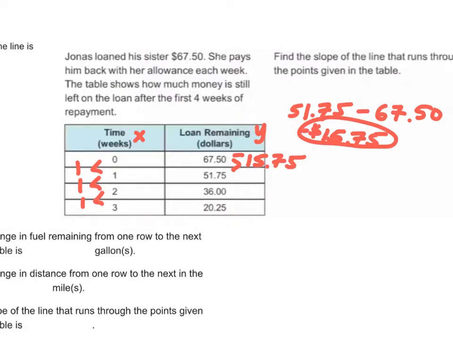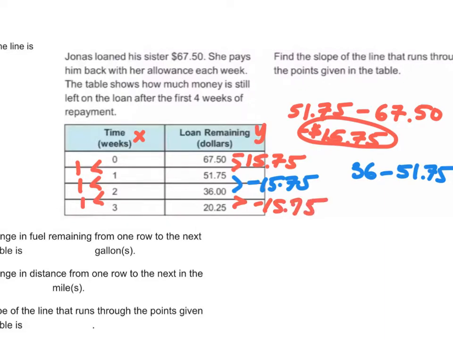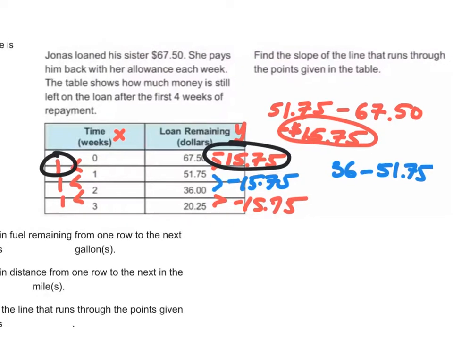Okay, let's see if we get the same thing from these two values. Let's do 36 minus 51.75. And that gives us the same thing, negative 15.75. And even here, from 20.25 to 36, 20.25 minus 36 is going to give me the same thing, negative 15.75. So I just take these numbers here, the 1 and the negative 15.75, and that helps me calculate my slope.